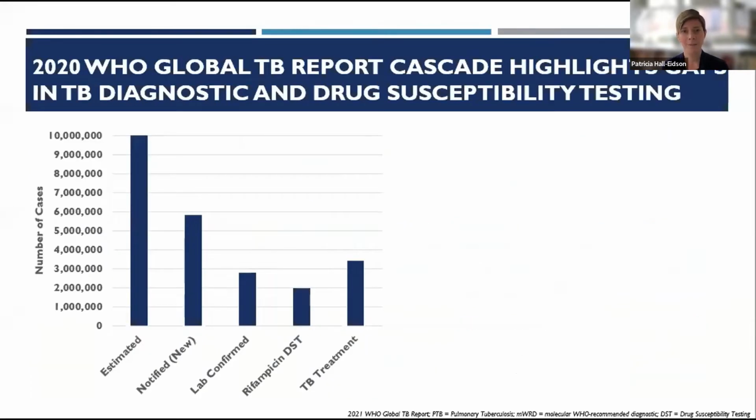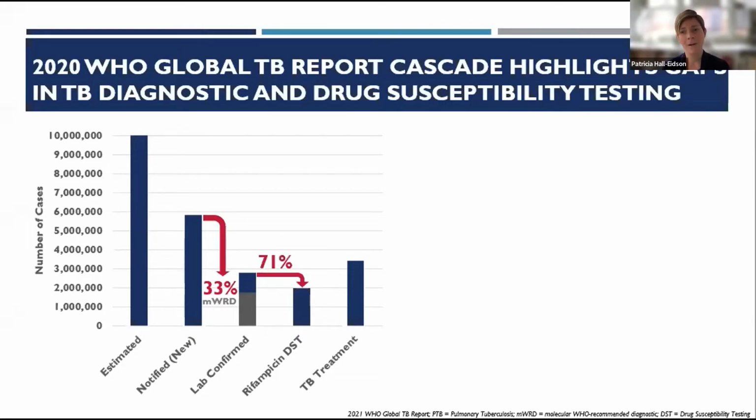Unfortunately, despite these clear objectives, the 2021 WHO Global TB Report highlighted continued gaps in patient access to these essential TB testing services, where diagnostic cascade data shown here demonstrate that of the 5 million incident TB cases notified to WHO, only 48% received laboratory confirmation of their diagnosis, with only 68% of those receiving a molecular WHO recommended diagnostic test, or again, mWRD as labeled here.